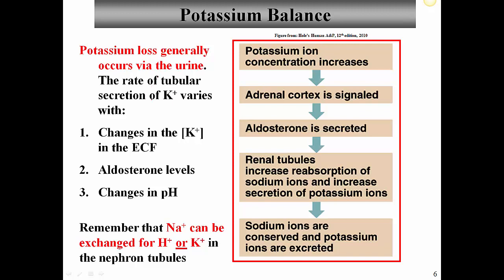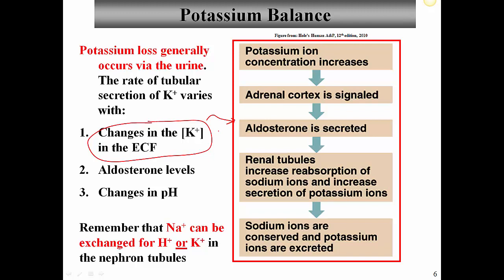The rate of tubular secretion of potassium varies with a couple of things. First of all, remember that changes in the potassium concentration in the extracellular fluid can actually change the concentration of potassium in the body. How is that accomplished? Well, when potassium in the body goes up, aldosterone secretion is enhanced. And if you remember, at the kidneys aldosterone causes a reabsorption of sodium in the distal convoluted tubule. In exchange for those sodium ions that are coming back, we secrete and excrete potassium.